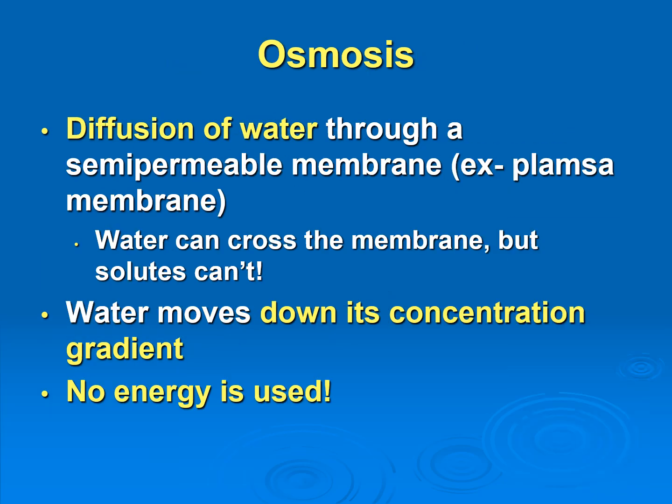Okay, osmosis is just the diffusion of water through a semi-permeable membrane, for example, the plasma membrane. Water can cross the membrane, but the solutes, the things that are dissolved in the water, maybe salt or glucose like sugar or something like that, cannot cross the membrane. And water is just going to move down its concentration gradient from high to low water concentration. And no energy is going to be used in osmosis because it's just diffusion of water.